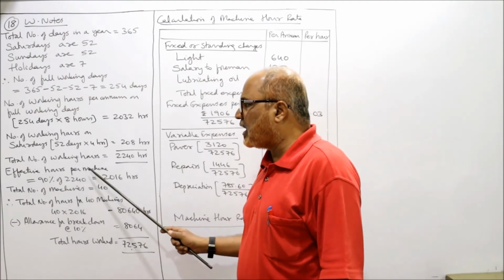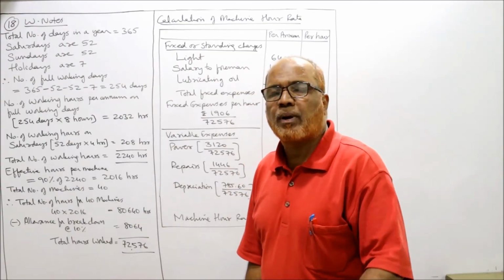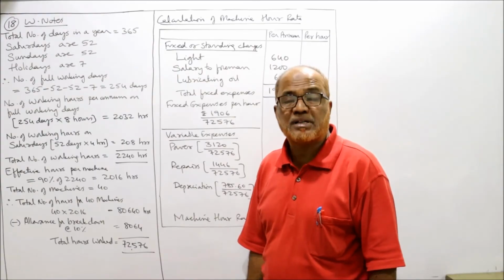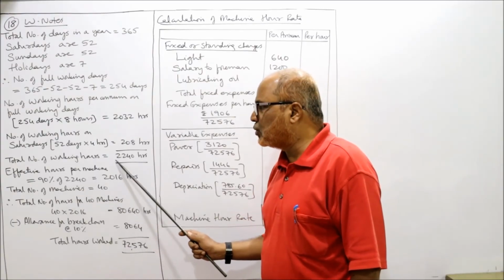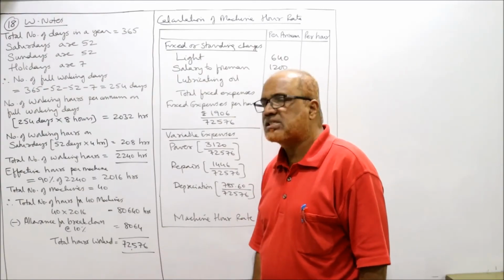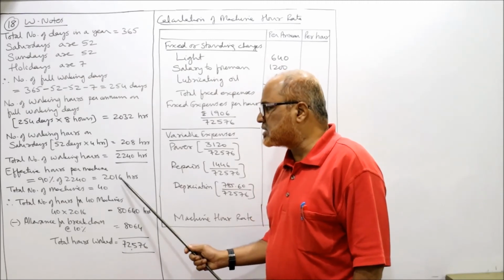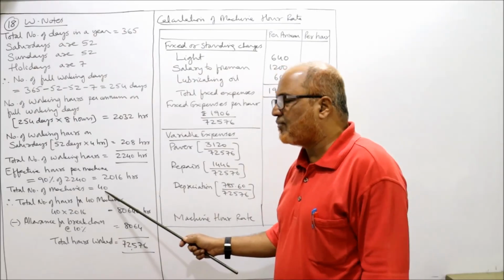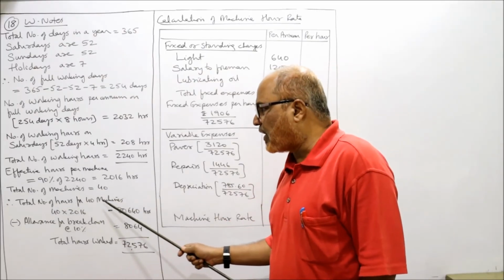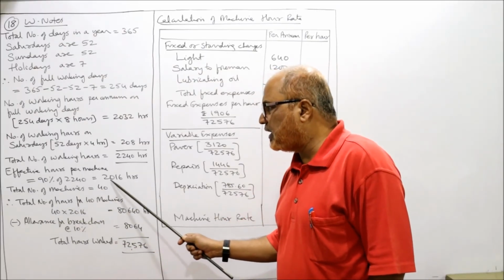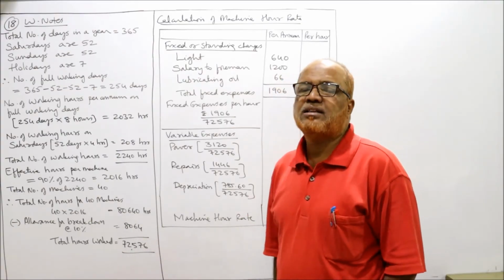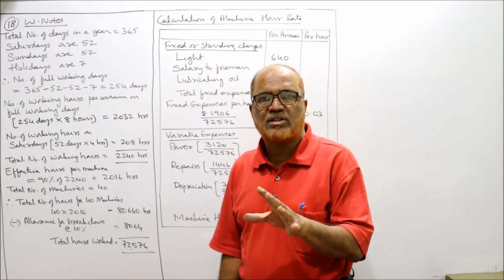But effective working hours per machine is 90%. In the problem it is given the machines are working effectively 90%. So 90% of 2240, 2016 hours. 2016 hours are the effective hours. So total number of machines are 40. So total number of hours for 40 machines: 40 into 2016, 80,640 hours is the effective time.